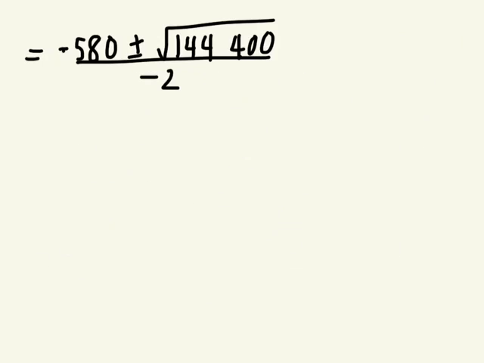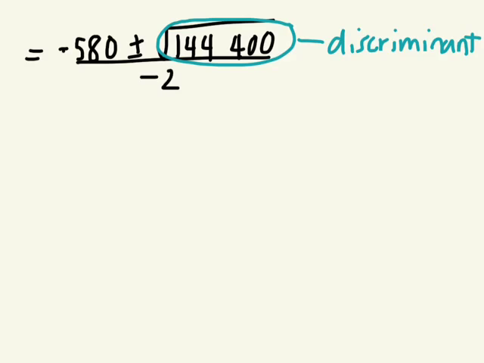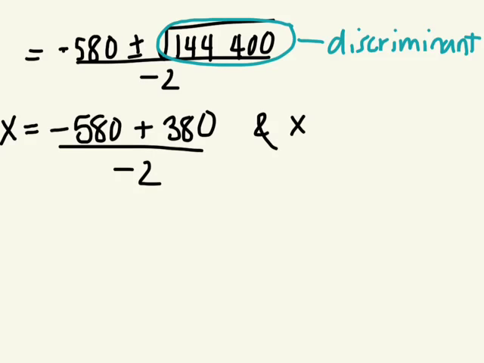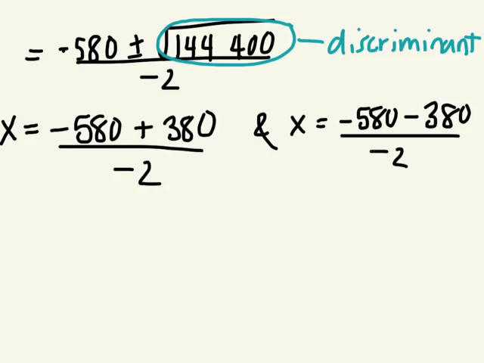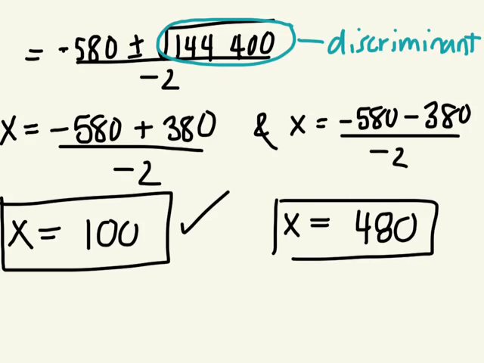Let's keep simplifying this. Just by looking at this, we can see whether the discriminant is positive or negative. It's positive. So how many roots is this going to have? 2. Good. So we know we have to split this apart. x is going to be equal to -580 plus, what's the square root of 144,400? 380. 380 divided by -2. And x is going to be equal to -580 minus 380 divided by -2. Simplify this, we get x equals 100 and x equals 480.